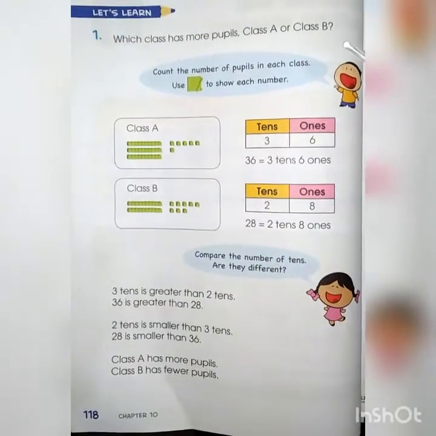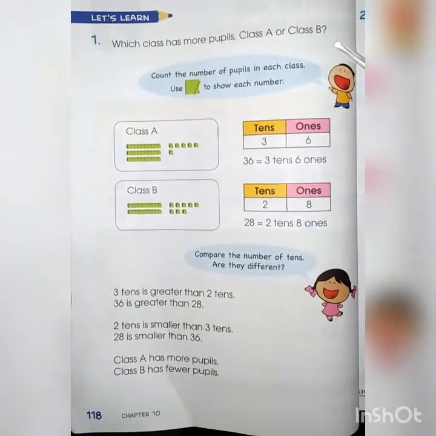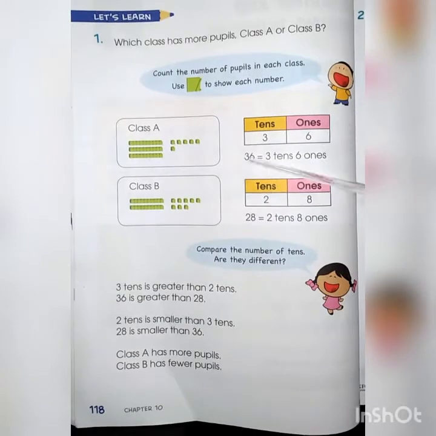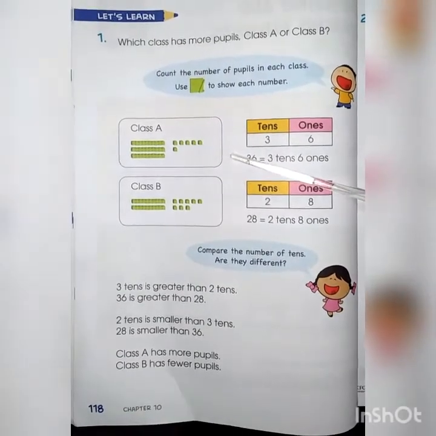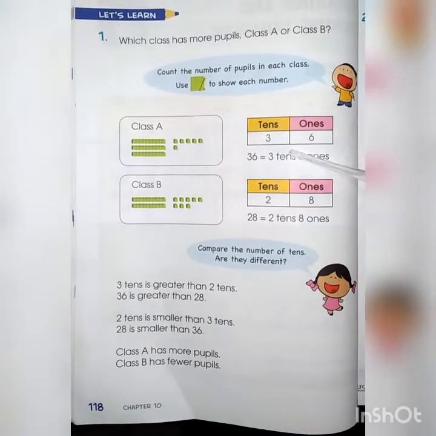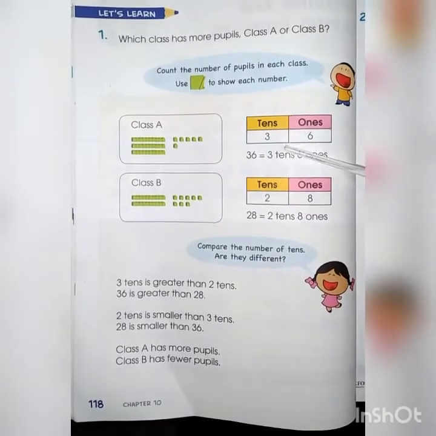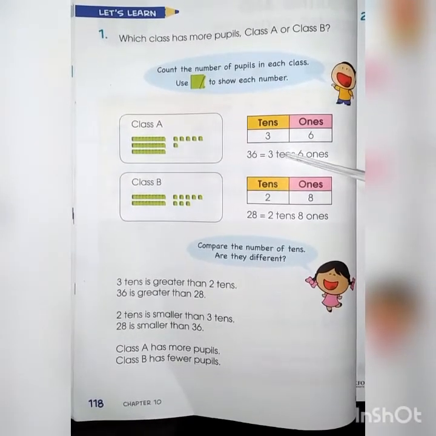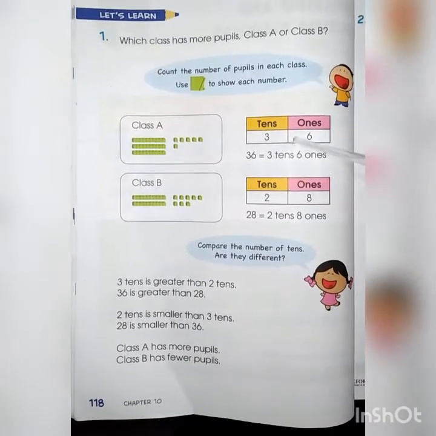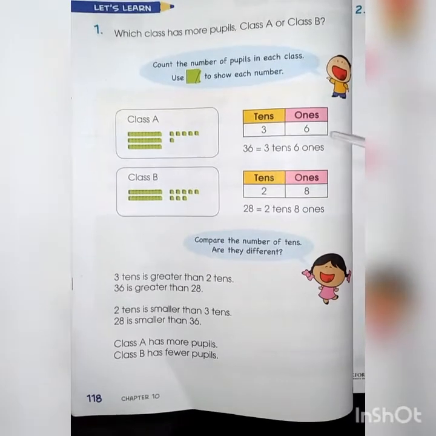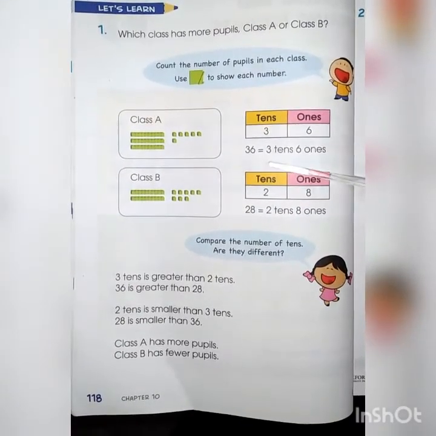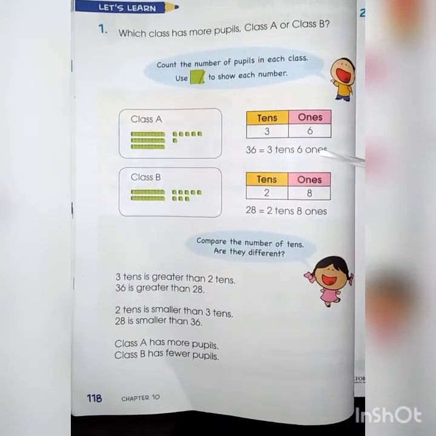Now we'll see from our book. Number one, which class has more pupils, class A or class B? Dear students, you can see here that we have many blocks and the number of blocks is 36, and we have to show the place value of both these numbers, like in tens and in ones. You can see here 3 is placed on the tens value and 6 is placed on the ones value. It means that 36 is equal to 3 tens and 6 ones.